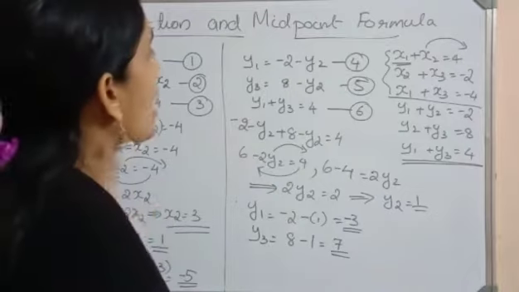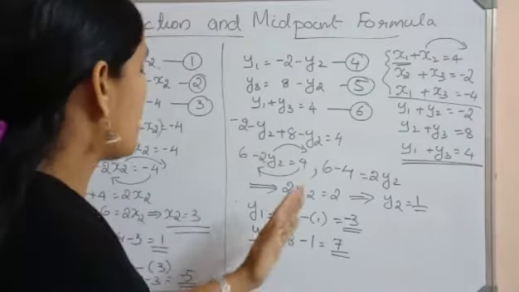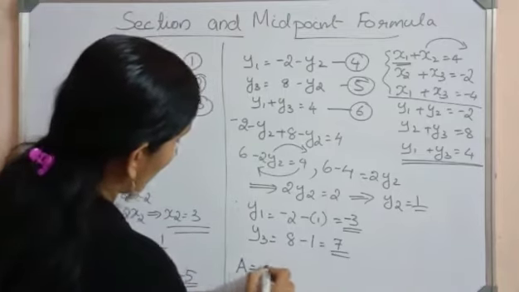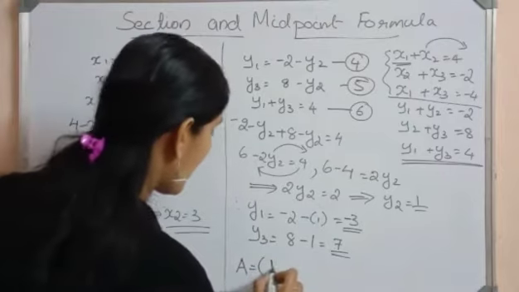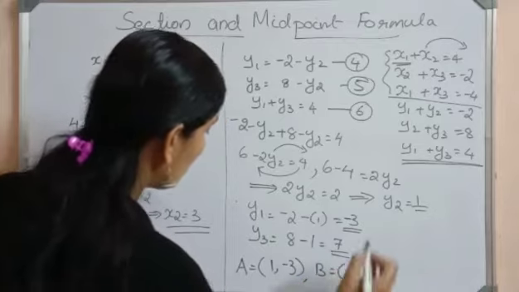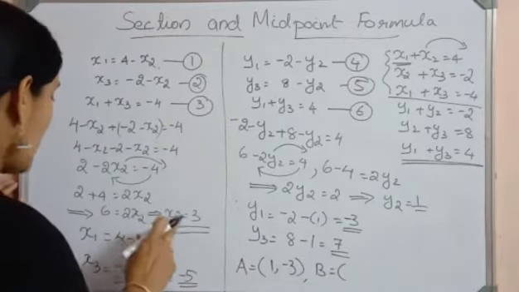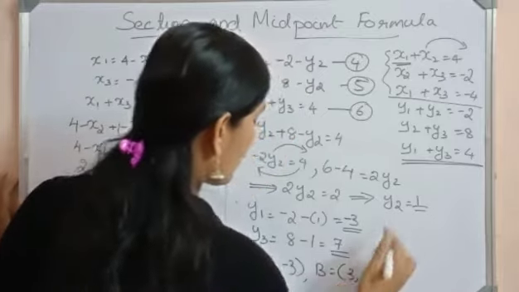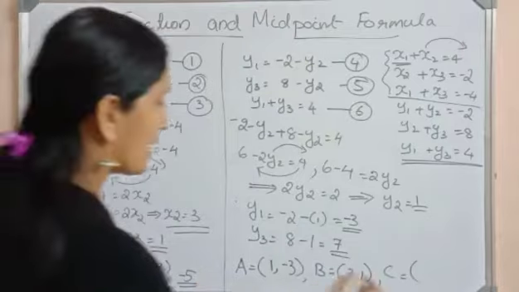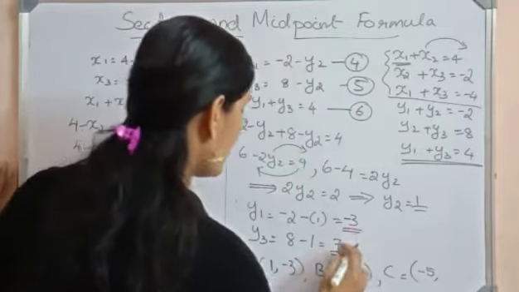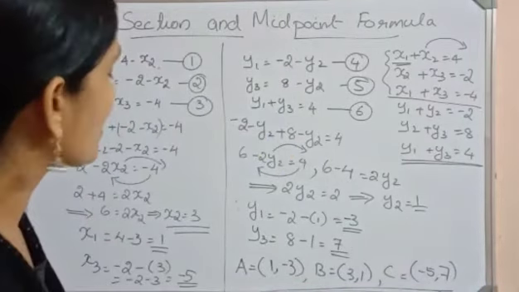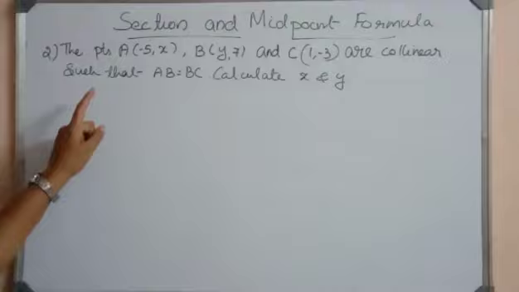So as per the question, we have to find the vertices of the triangle A, B as well as C. The vertex A is x1, y1. The value of x1 is 1 and y1 is minus 3. And B is equal to x2, y2, that is 3, 1. And C is x3 is minus 5 and y3 is 7. These are the coordinates of the vertices A, B as well as C. Look at the next question.